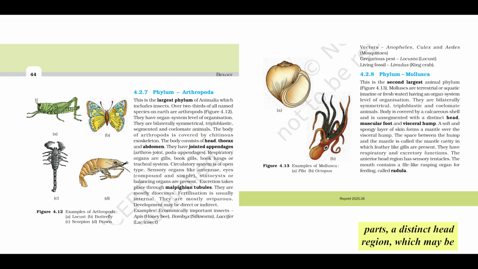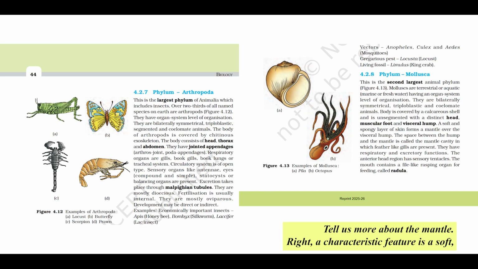A distinct head region, which may be reduced in some, usually bearing sensory organs, a large ventral muscular foot, primarily used for locomotion, and a visceral hump or mass dorsally, which contains most of the internal organs. You mentioned the mantle secreting the shell. Tell us more about the mantle.